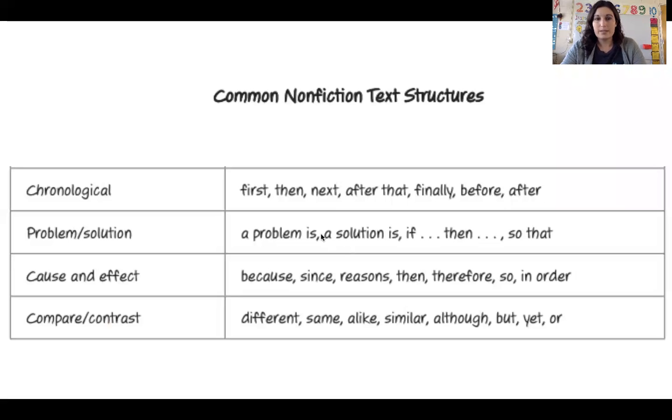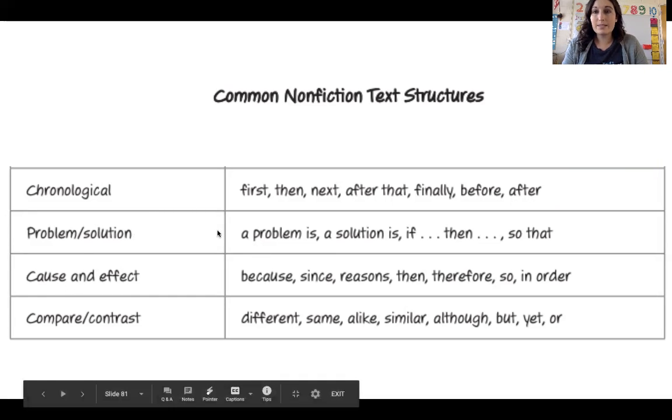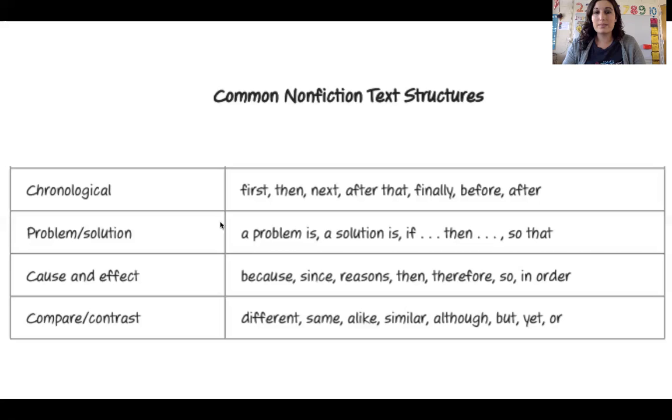Problem and solution. A problem is, a solution is, if, then, so, that. These are some examples of keywords that would tell you that this is a problem solution text. So the reading would first state an issue that's going on and then solve that issue. Cause and effect. So an event happens that causes something else. Some keywords: because, since, reasons, then, therefore, so, in order.